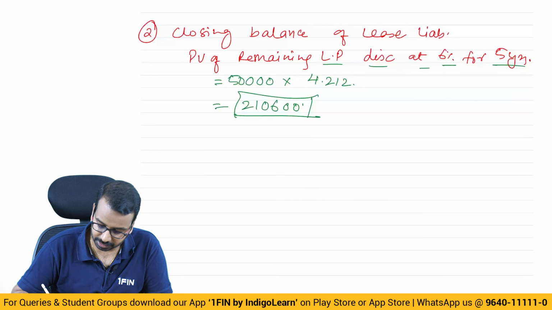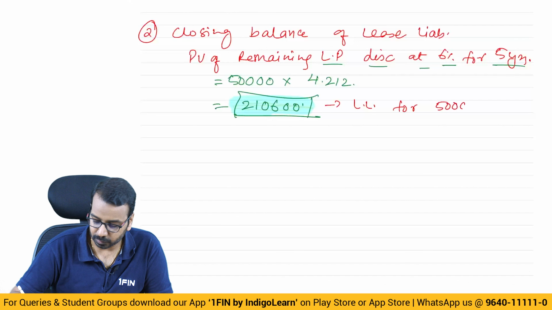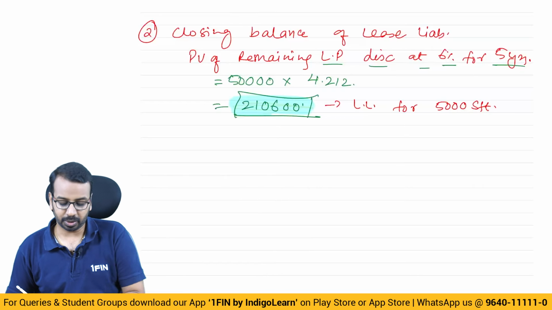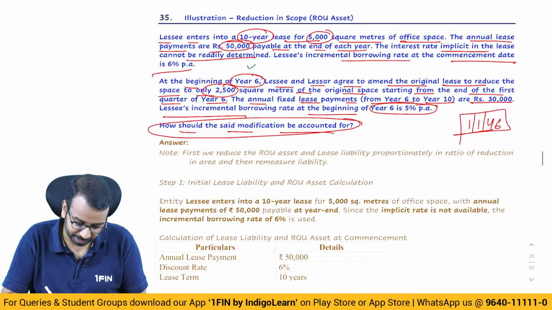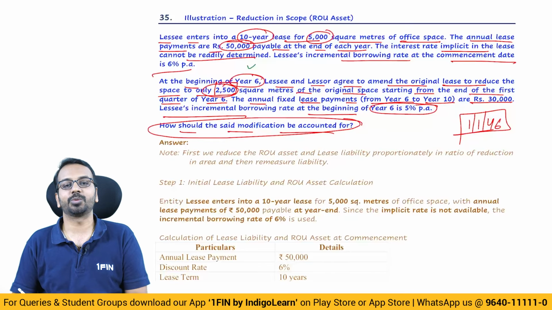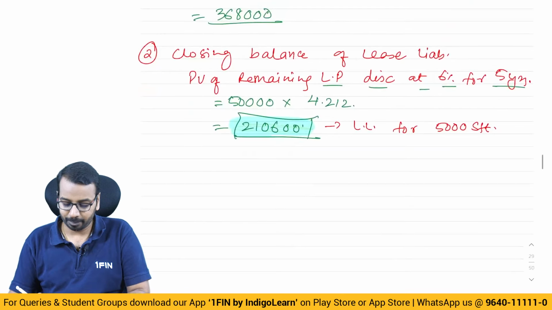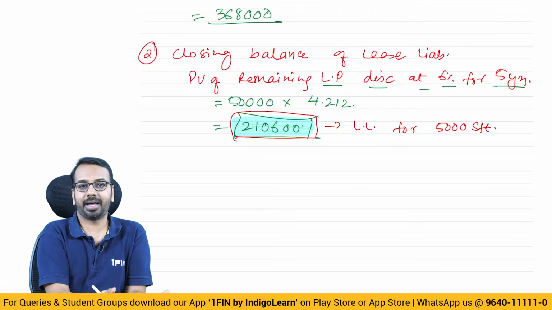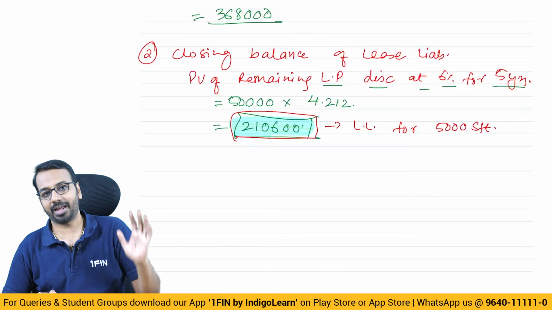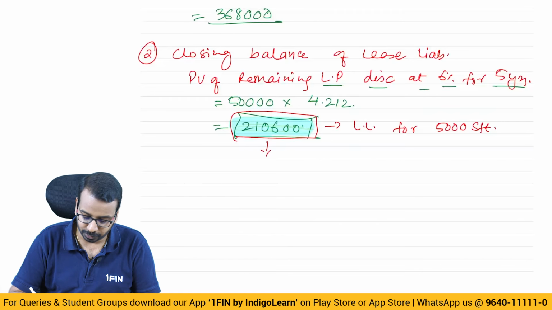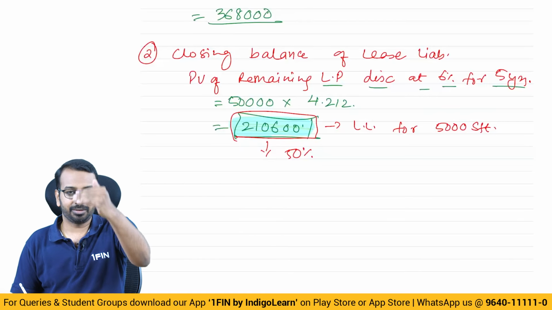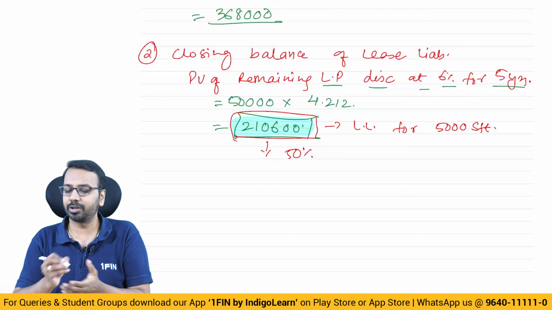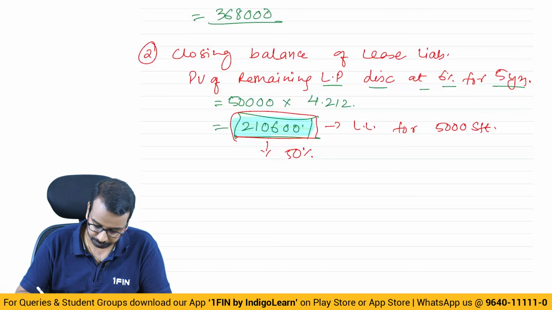Now what does this 2,10,600 denote? It denotes the lease liability for 5,000 square feet. Now we are left with only 2,500 square feet, which means half of this liability is no longer there. I am giving up 2,500 and telling the lessor to take it back, so the liability will also be reduced by 50%. My usage area is going down by 50%, so the liability should also reduce by 50%.